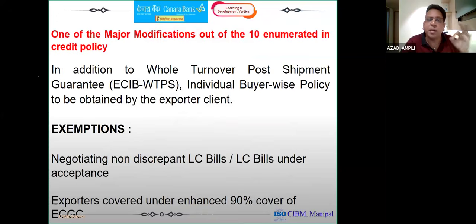And regarding this, one major modification came in your credit policy. What is that? In addition to whole turnover post-shipment guarantee, individual buyer-wise policy to be obtained by the exporter client.